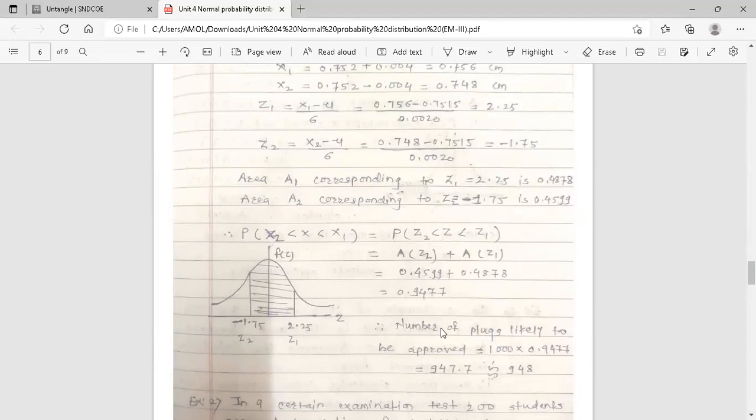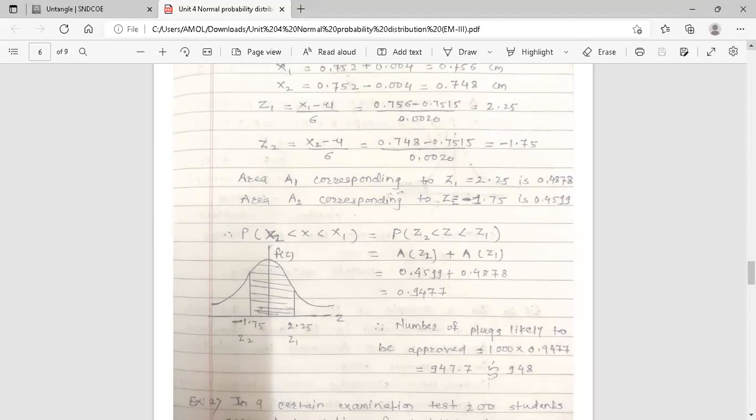So this is the probability between X1 and X2. It means the probability between Z1 and Z2, because we have converted X1, X2 in terms of Z1, Z2, and we have calculated the area between Z1 and Z2. It is nothing but the probability between X1 and X2, and it is 0.9477.